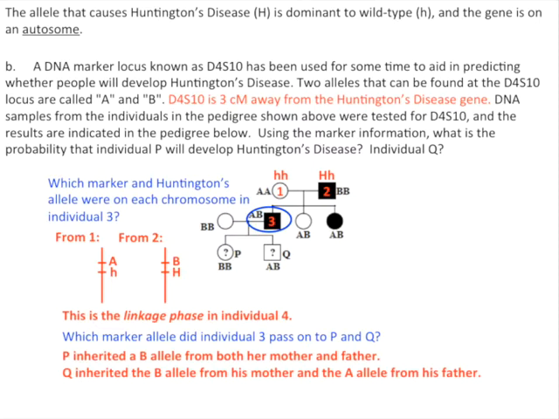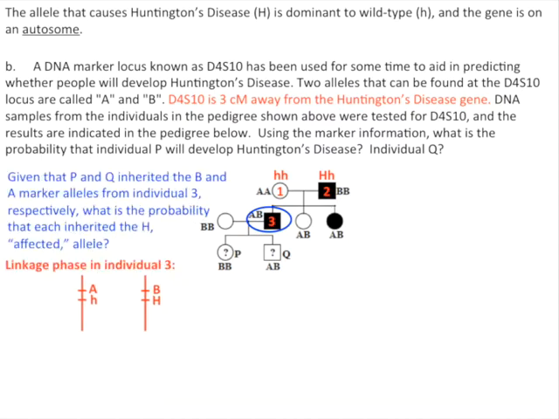Now that we know which marker alleles P and Q inherited from their father, we can determine the probability that each inherited the big H affected allele, which will lead to Huntington's disease. In other words, given that P and Q inherited the B and A marker alleles from individual 3, what is the probability that each inherited the H affected allele? Given the linkage phase in individual 3, in the absence of recombination, the A allele will be inherited with the little h allele, and the B allele will be inherited with the big H allele.